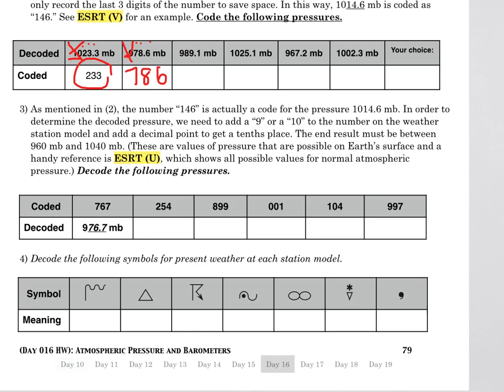I'm going to do 2 more, and then I'd like you to do one. Again, we're going to get rid of the 9 or the 10, and we're going to keep the last 3. The last 3 digits are 891.